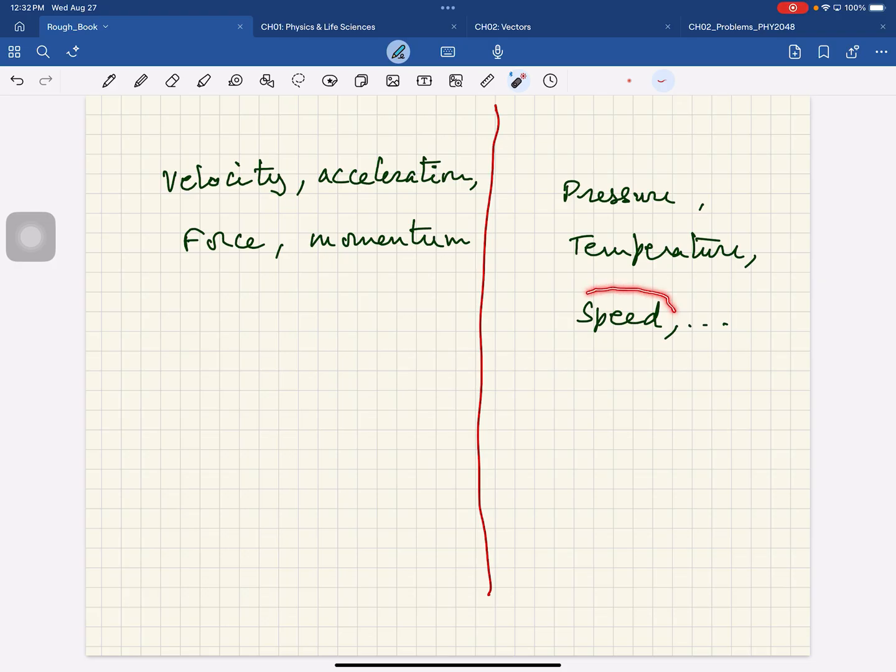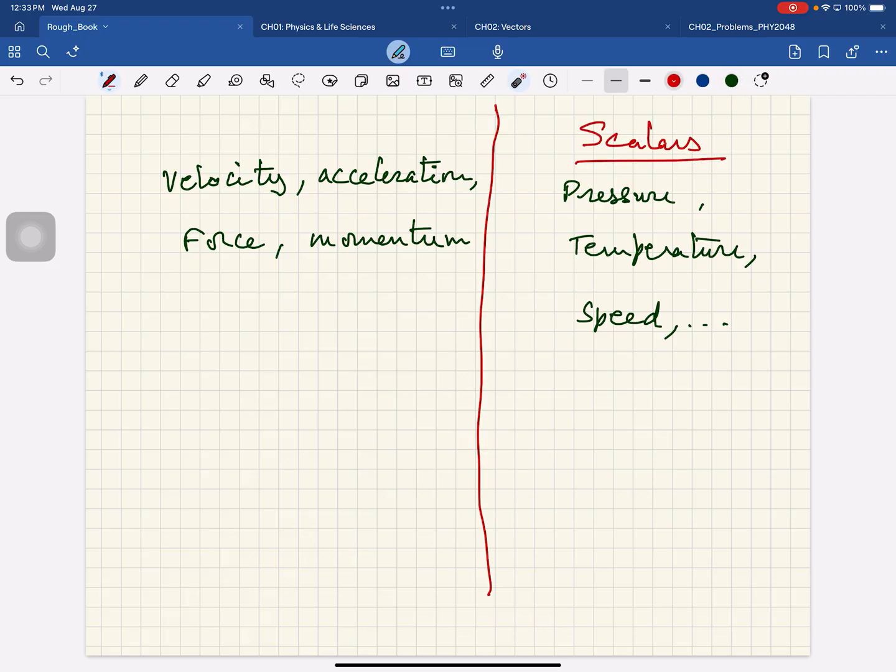What is speed? Speed just tells you how fast you're moving. It doesn't give you a direction. Pressure, it's just one number. It tells you what is the magnitude of the pressure. Temperature is just one number. So these quantities are called scalars. All you need is one number to specify them.